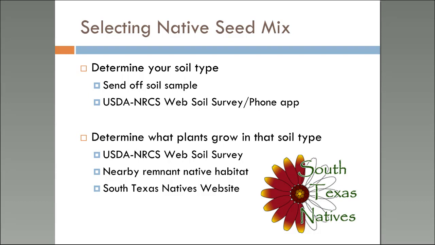So if you want to select what native seeds you would need for a plot, first you would need to determine your soil type. There's two ways you can do this. One way is just to take a soil sample, which they have the instructions on the Forage Lab with Texas A&M's website, or you could send it to any soil sampling lab. You would send that off and they could tell you what your soil type was, and that would help you narrow that down.